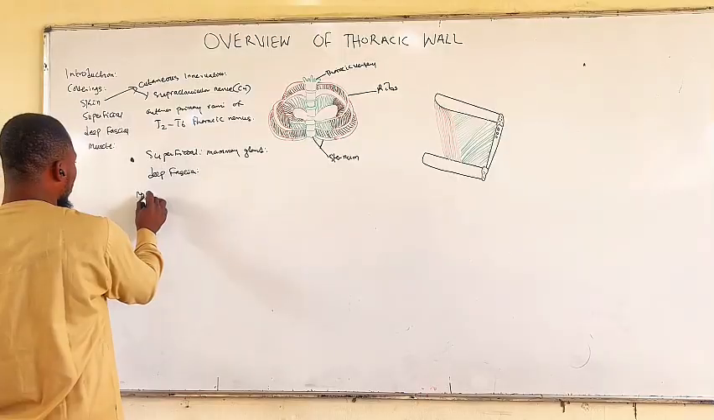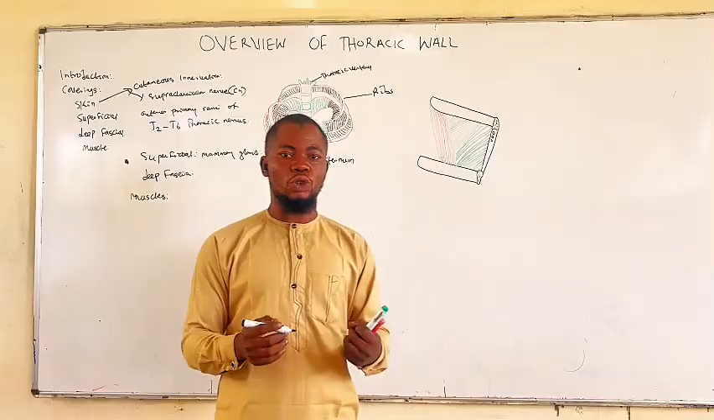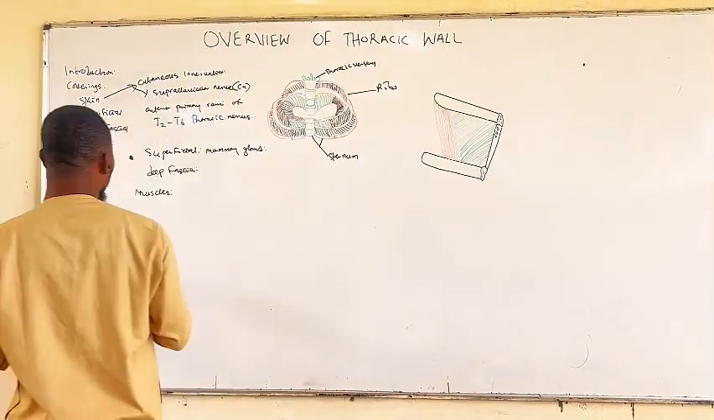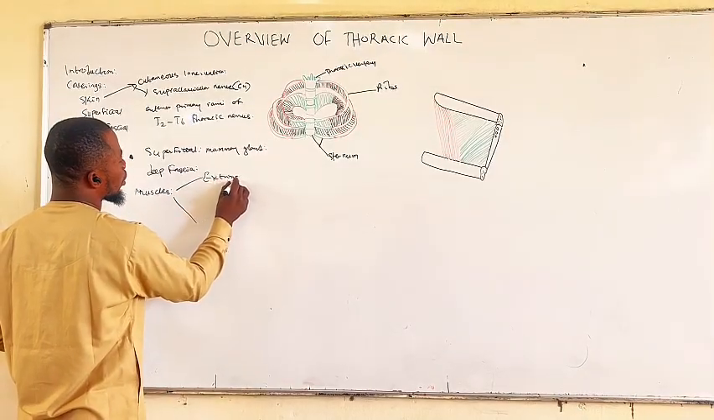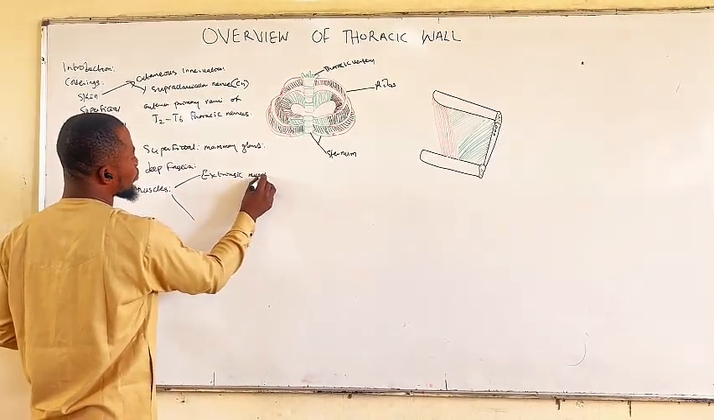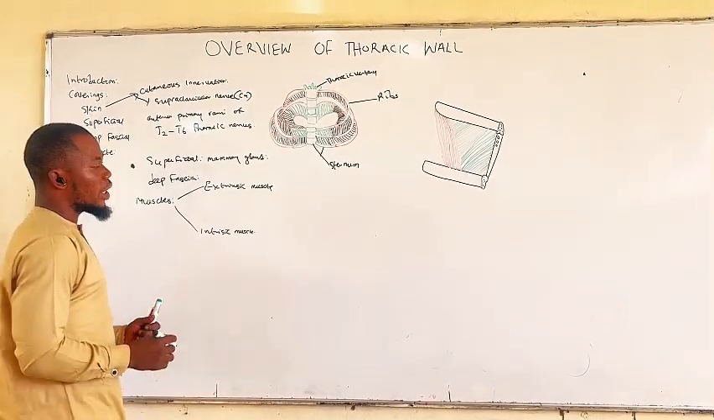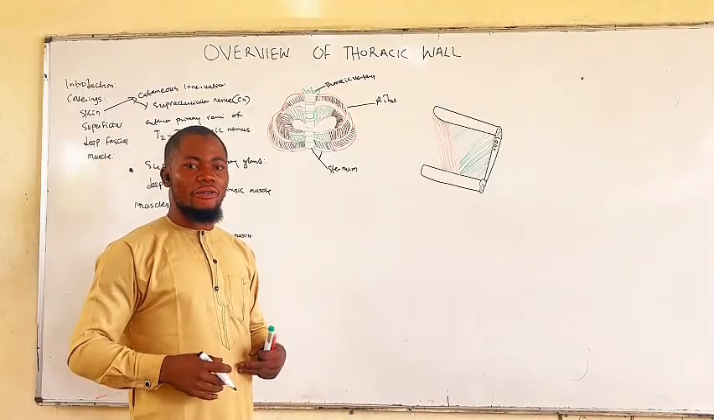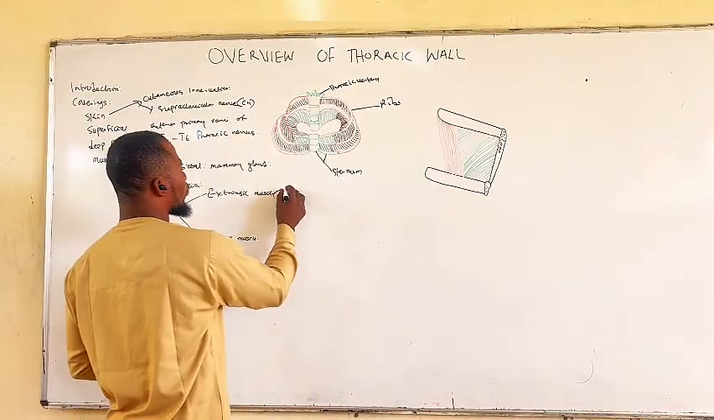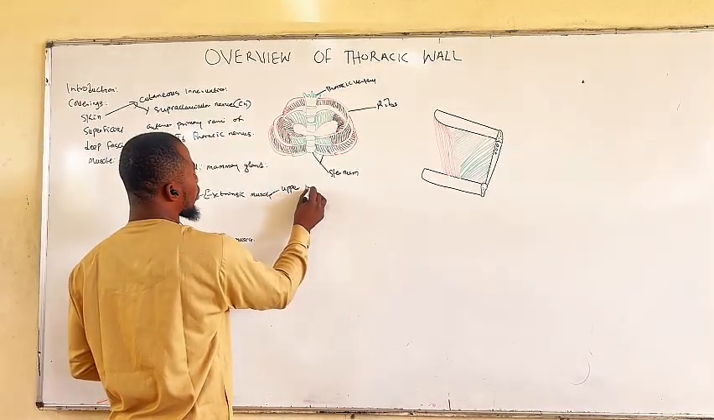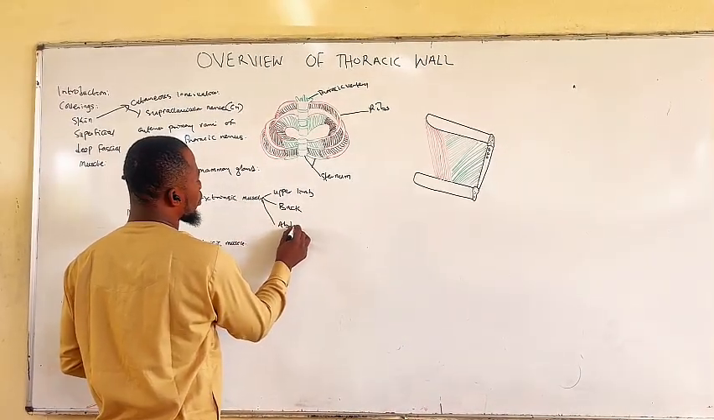Now, the muscles of the thorax are majorly divided into two. There are extrinsic muscles and intrinsic muscles. The extrinsic muscles of the thoracic wall are the muscles that are not confined in the thoracic region, but they are coming from other regions, such as the muscles of the upper limb, the muscles of the back, the muscles of the abdomen.